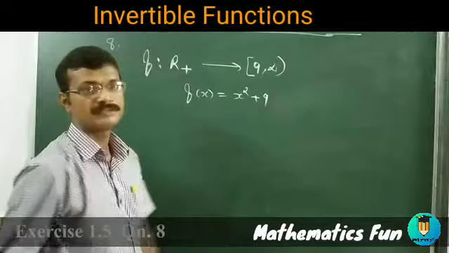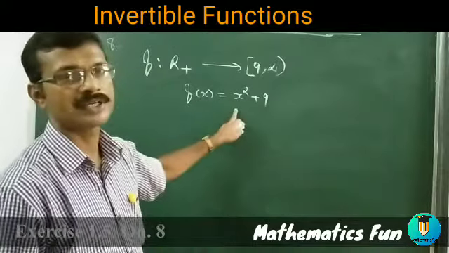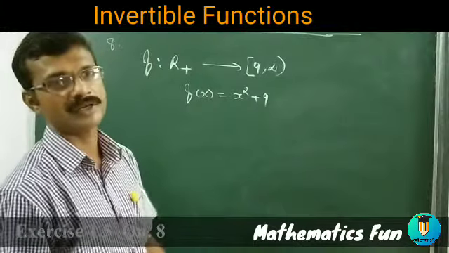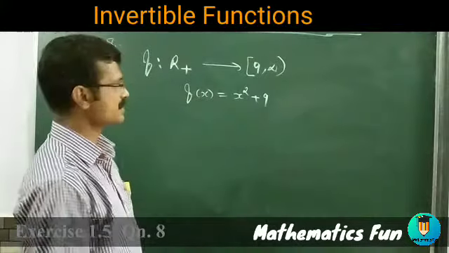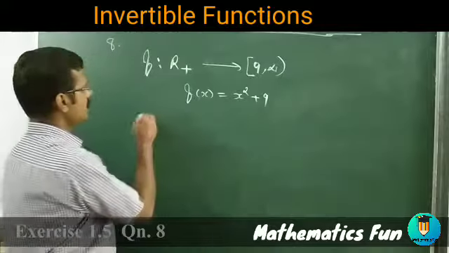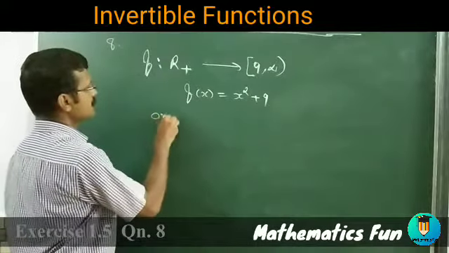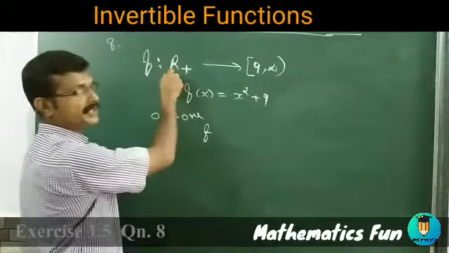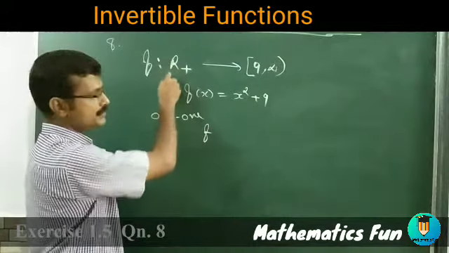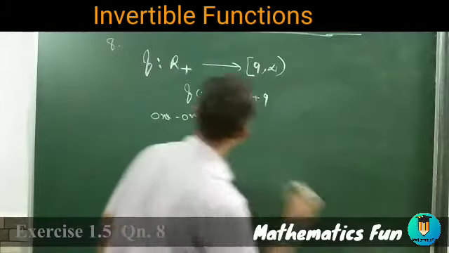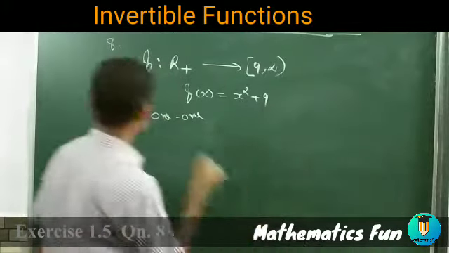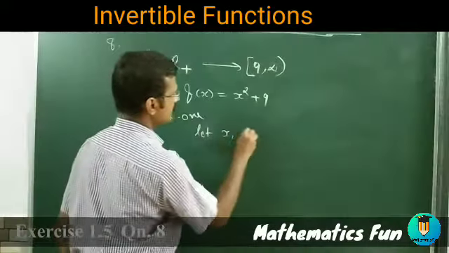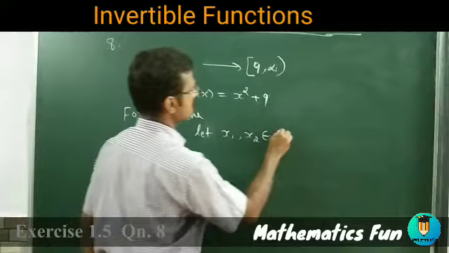First we have to show that it is invertible. Invertible means you have to prove that it is one-one and onto. You know how to do one-one and onto; we have done it in the previous exercise. First of all, I am trying for one-one. For one-one, we will take two elements from the domain, x1, x2. Let x1, x2 belong to R plus.